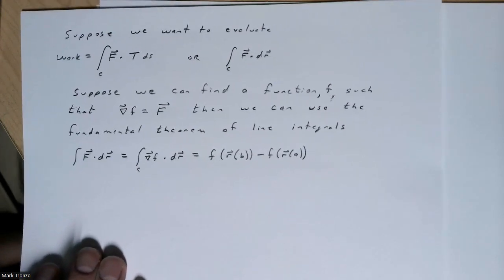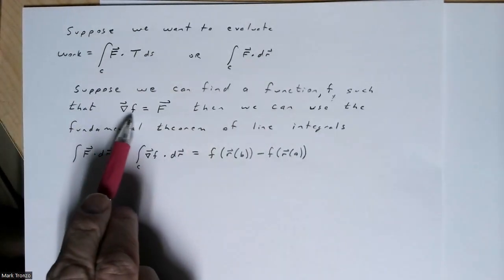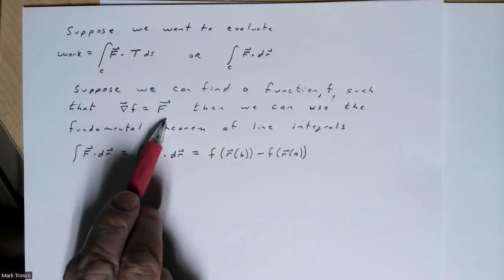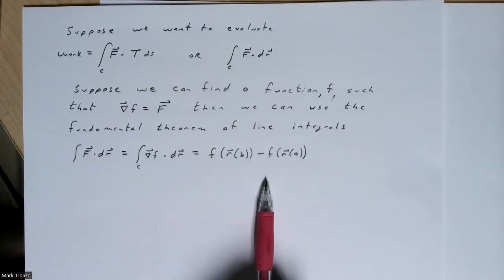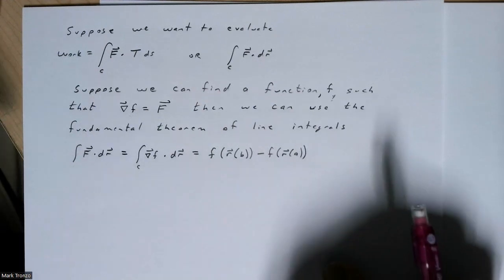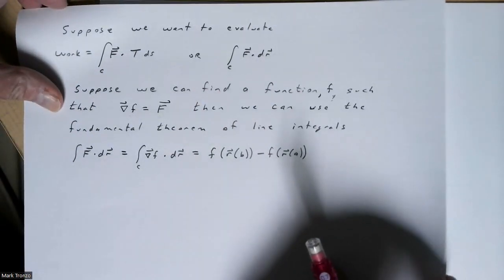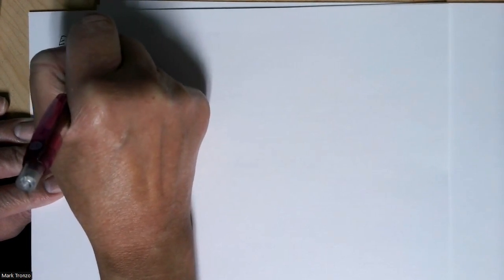So we would like to find a potential function, that is a function such that if we take the gradient of it, we'll get our vector field, and then we can use the fundamental theorem of line integrals to evaluate our integral. So let's take a look at this. Let's do an example.